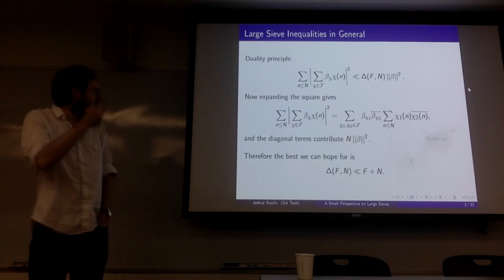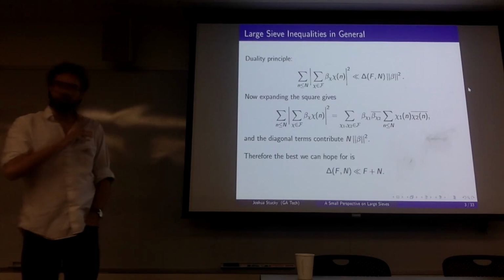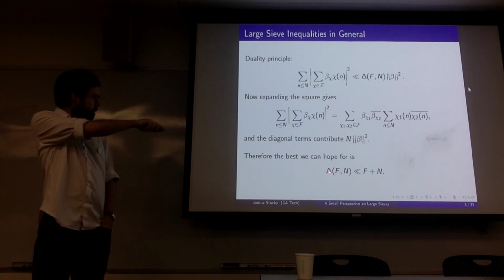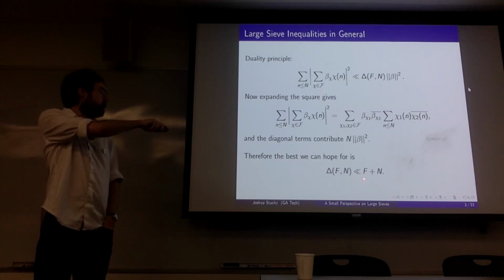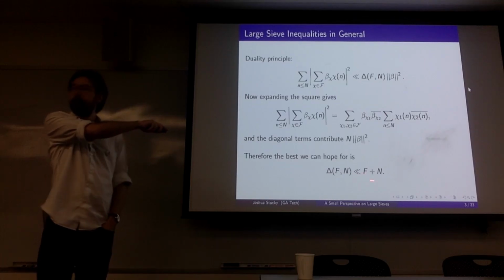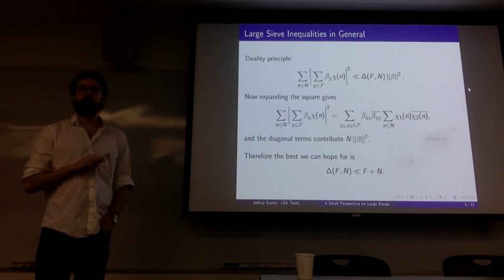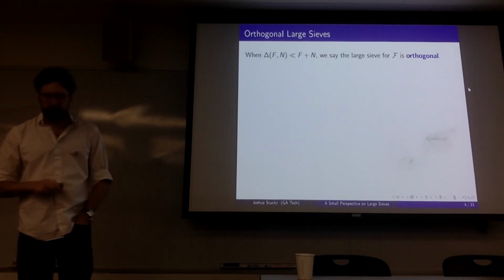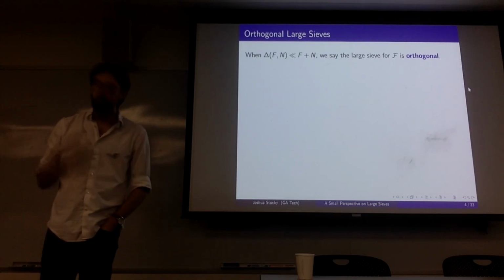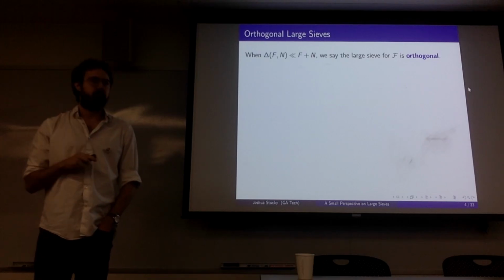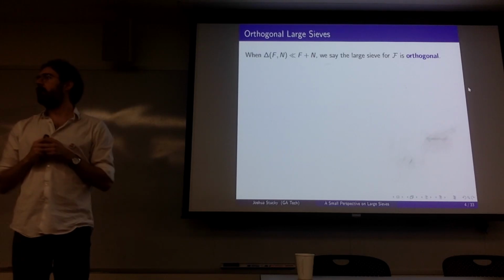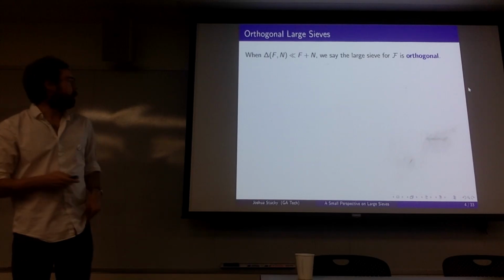So what this tells you is that the best you can hope for is that the operator norm is bounded by the size of your family times the length of your sum. And that's where this bound is coming from. When you have an upper bound like this, I'm going to call my large sieve orthogonal. Really, it's capturing this quasi-orthogonality of your harmonics.